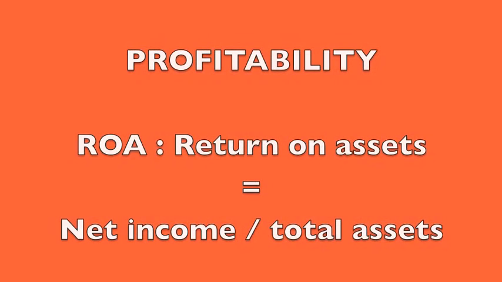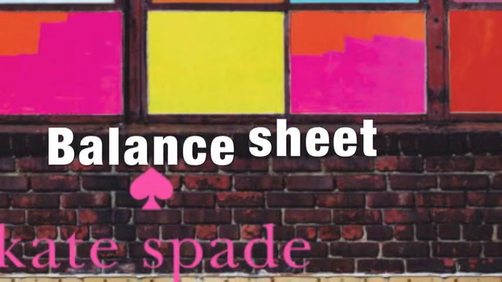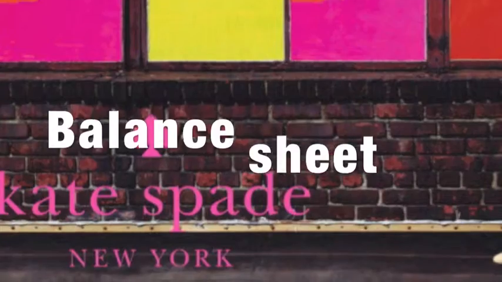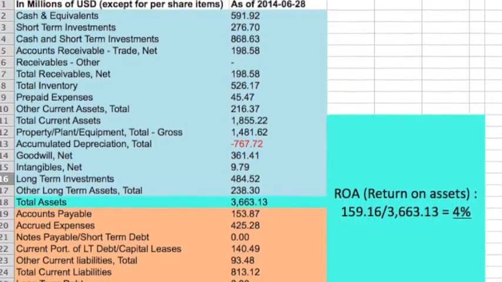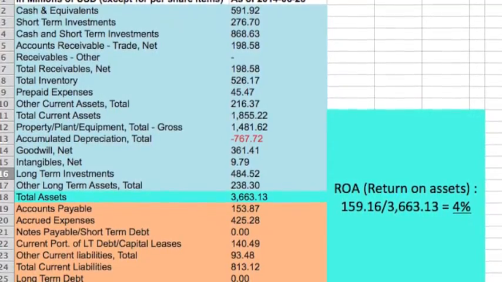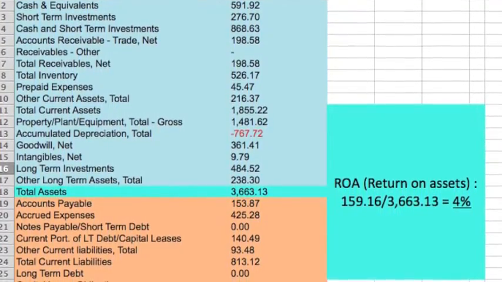The second profitability ratio is the return on assets. In Kate Spade's balance sheet, if we divide net income by total assets, it gives us 4% return on assets, which suggests that the company is not really efficient in using its assets to generate earnings.